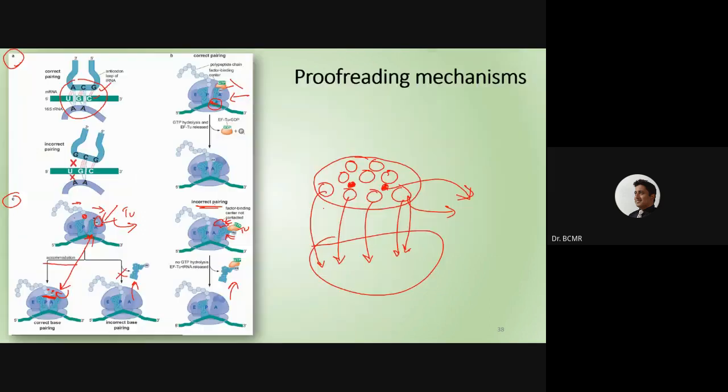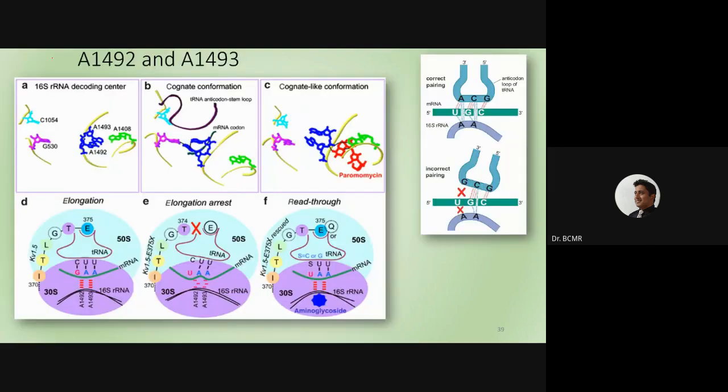So the first step, I was talking about proofreading mechanisms. We will see these again, a little more, or kind of repetition. And this is my favorite, so I would like to spend a little time on this. You can focus on this case. So this is 16S rRNA, and here you have the tRNA. This loop is tRNA, and this is the mRNA.